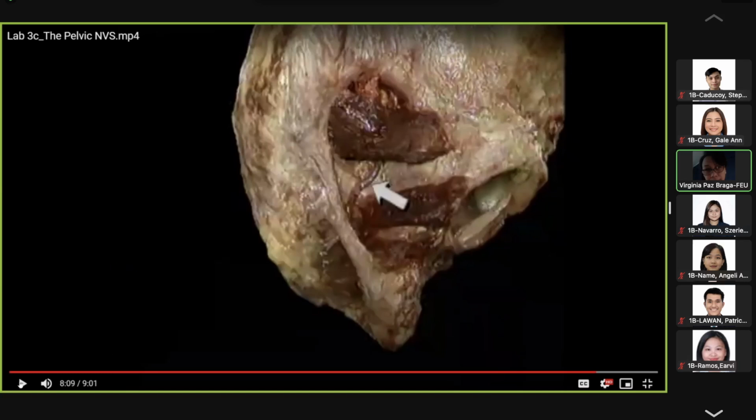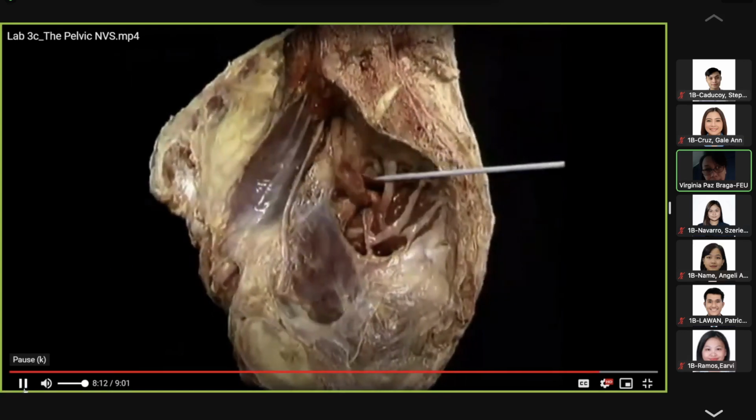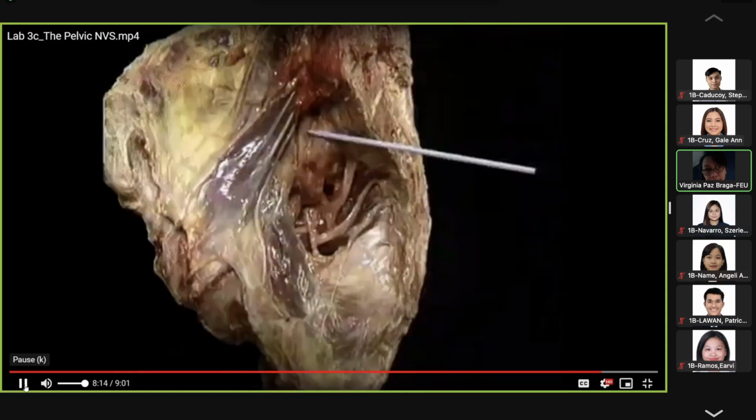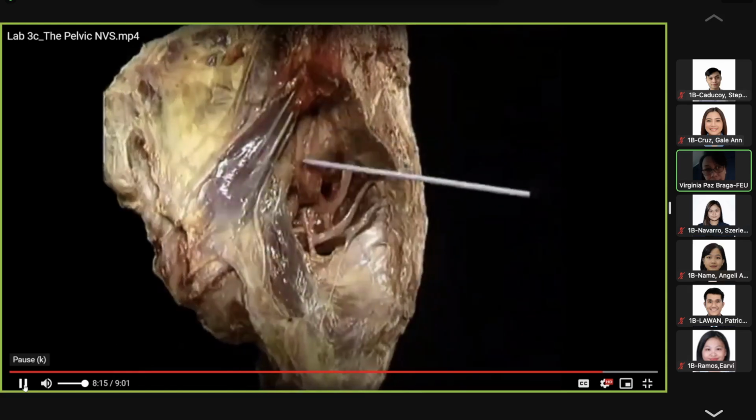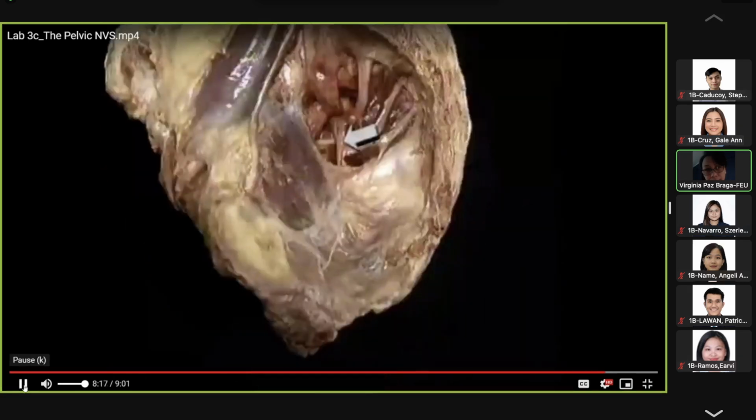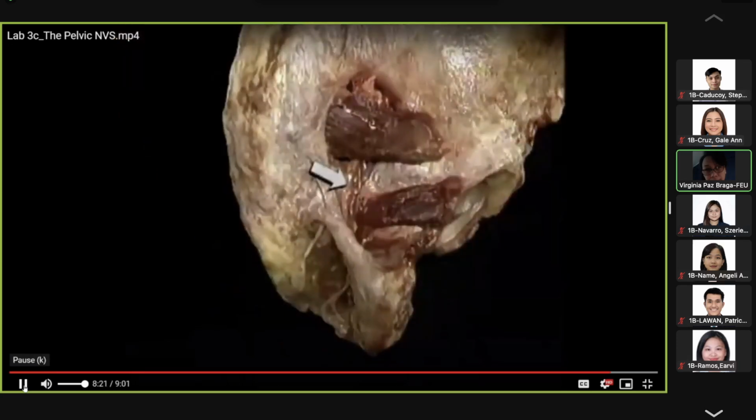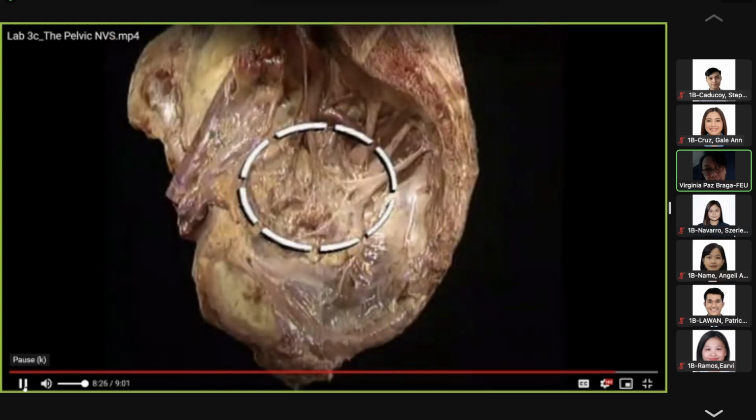You should master that. Next. Now the nerves. Here's the sacral plexus. And the lumbosacral trunk. Here's the pudendal nerve from the inside. And then again from the back, behind. Here's the area of the pelvic plexus.